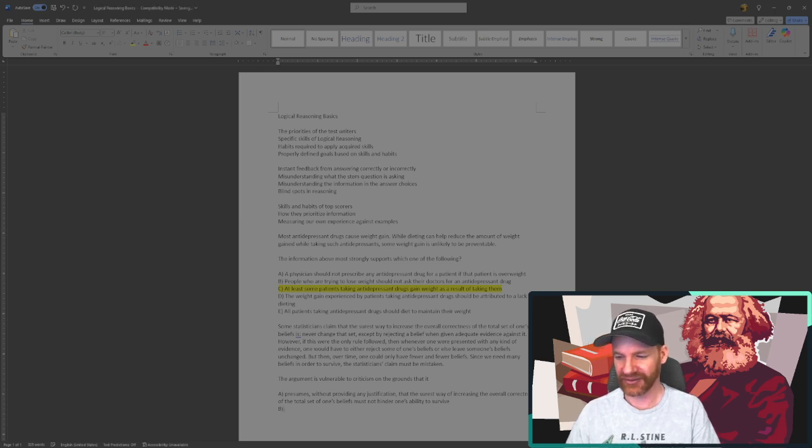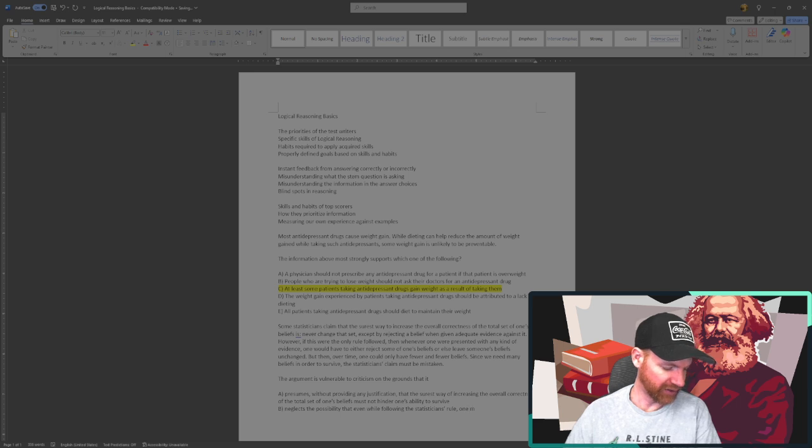All right, well, let's take a look at the next one. Neglects the possibility that even while following the statistician's rule here, one might also accept new beliefs when presented with some kinds of evidence.